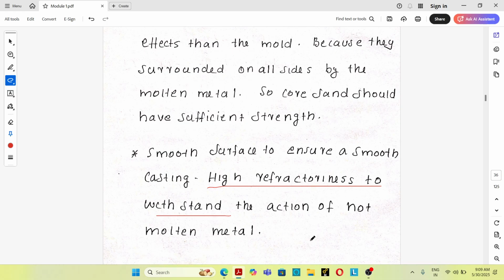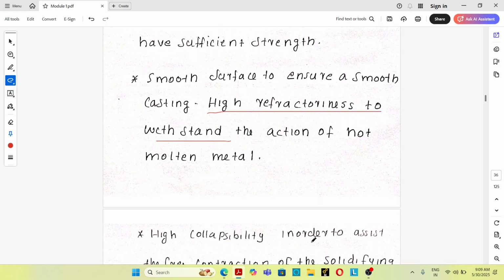And the second point is, it should have a smooth surface which always ensures smooth flow of molten material over the surface of the core. The core should have a smooth surface. The molten material should flow easily over the smooth surface of the mold core. That's the second characteristic of a core sand.